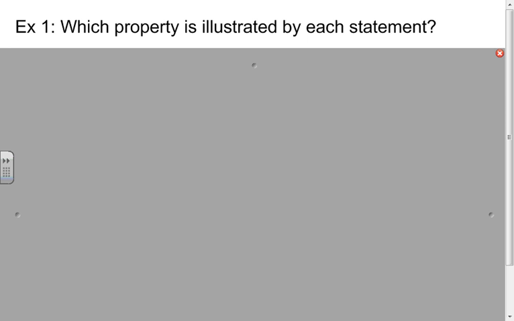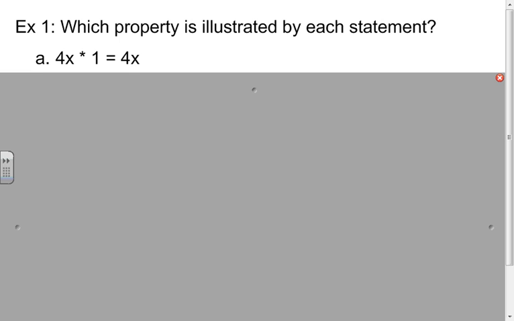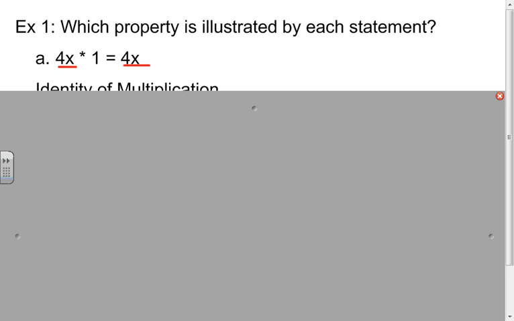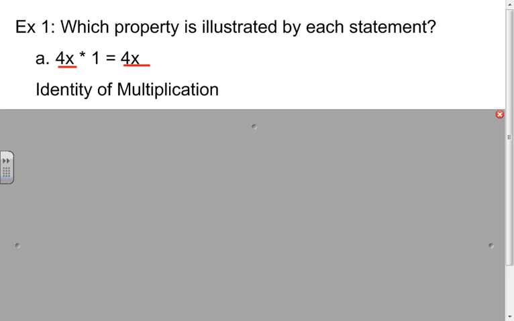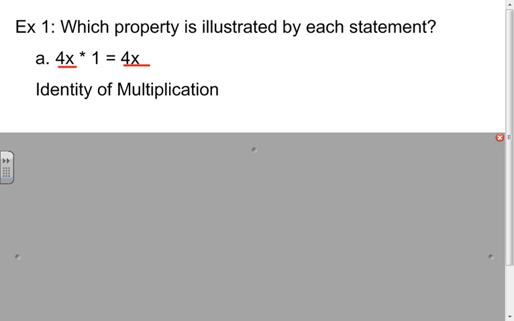Example 1. Which property is illustrated by each of these statements? So, in part A, 4x times 1 equals 4x. Well, I start and I end with the same thing, and I multiplied by 1, so that is my identity property of multiplication. I started with 4x, I ended with 4x, and it's a multiplication problem. So identity of multiplication.